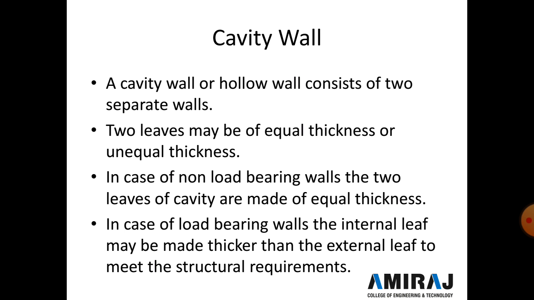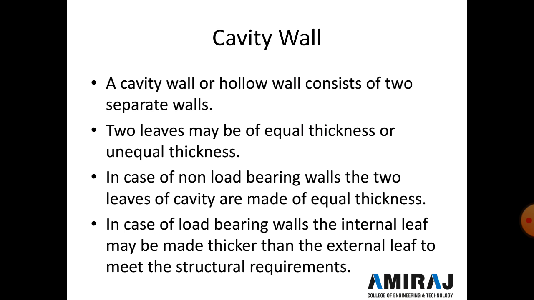Sometimes both the walls are equal in thickness, and sometimes both are of unequal thickness. For example, the outer wall thickness is 0.2 meter and the inner wall or inner leaf thickness is 0.3 meter. There are two cases given for a cavity wall. First, a cavity wall we construct in a load bearing structure, and second, in a non load bearing structure. In the case of a non load bearing wall, the two leaves are made of equal thickness because it is a non load bearing wall.